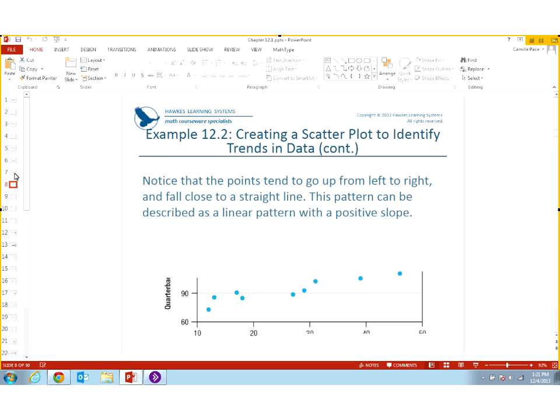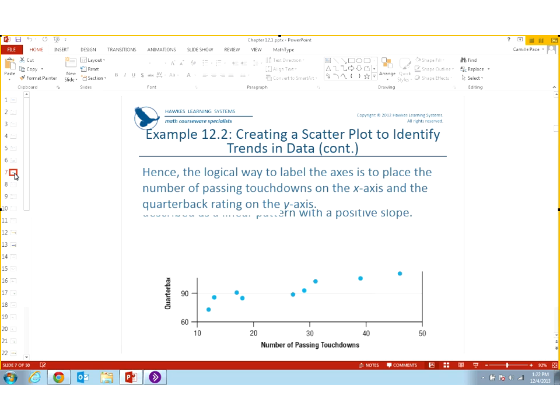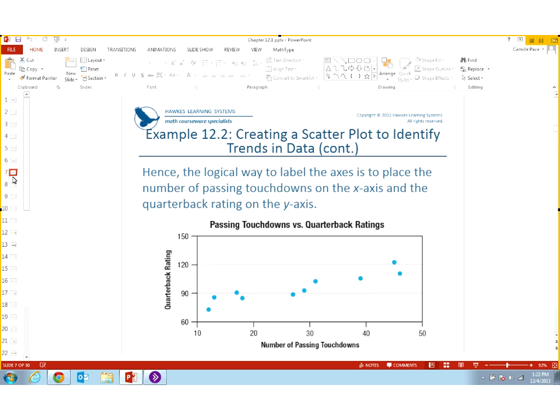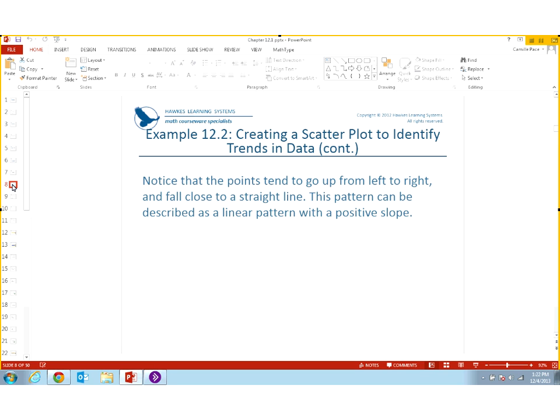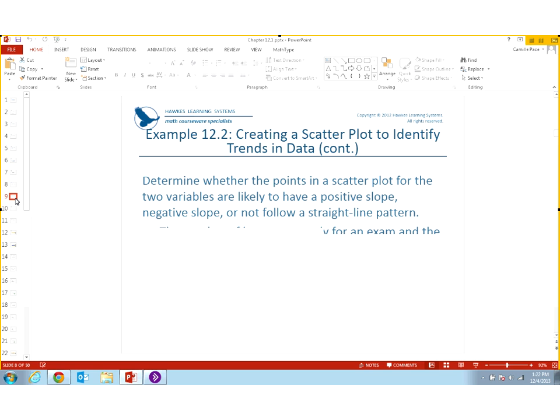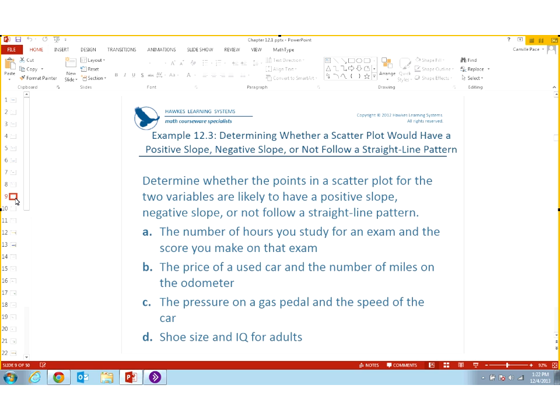So let's go back and look at it: it's going from left to right and increasing. So we're going to say there's a positive slope. Do you remember slope from algebra, which is rise over run, or the change in y over the change in x? We use slope for this too. So let's talk about determining if we have a positive, negative, or no slope.